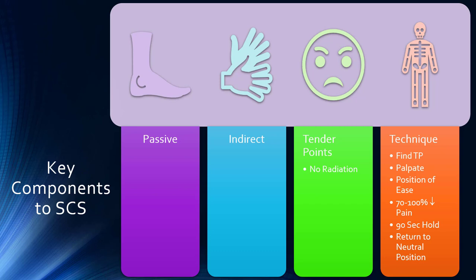Next, 90 is the magic number. We will hold this passive position of ease for at least 90 seconds. After 90 seconds, return the patient to the position of neutral. It is key that your patient does not help you. This movement should be 100% passive. This passive movement allows for a reset of the tender point.